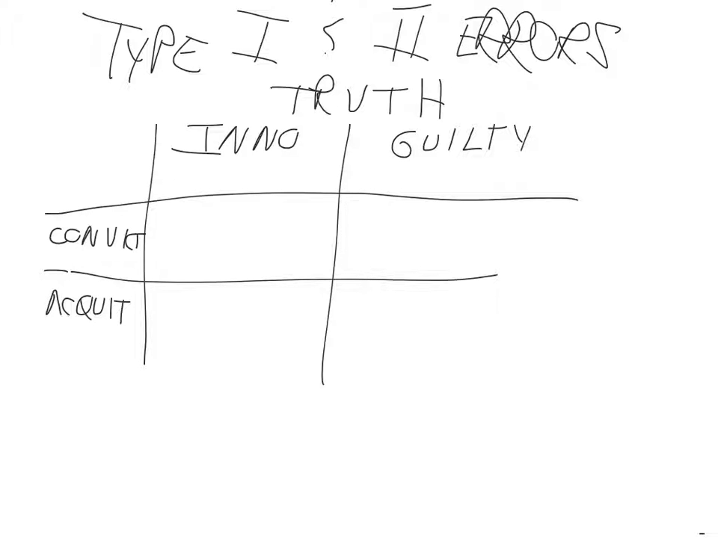Okay, when you convict an innocent person, that's bad. That's a Type 1 error. And that has a probability, and that's alpha. That's the same alpha that we've been working with the whole time. So when we talk about that alpha, that's the same one. When we convict a guilty person, that's good.